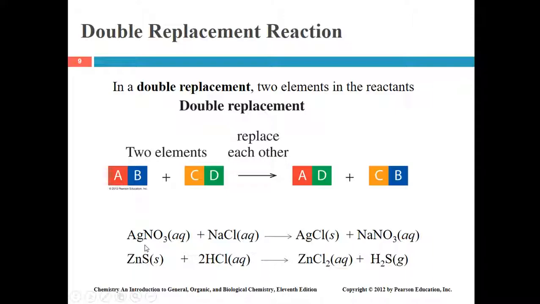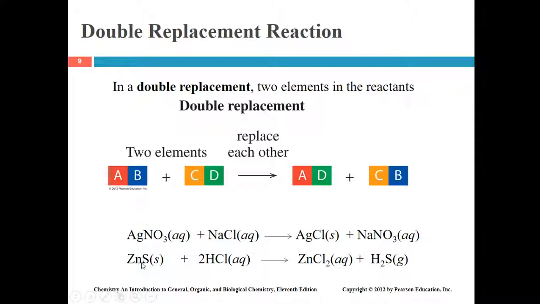real compounds undergoing reaction. So we have our silver nitrate and our sodium chloride. You will notice the silver goes in and it exchanges, replaces the sodium. So the silver hooks up with the chloride ion, and then out pops sodium, and then we have the sodium nitrate ions there. So our zinc sulfide with hydrochloric acid.